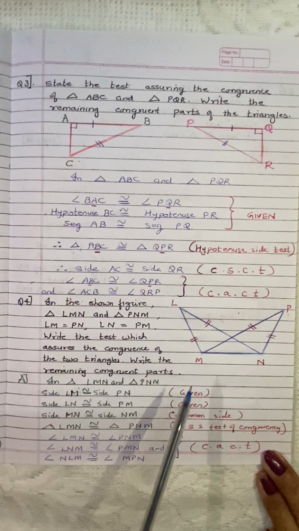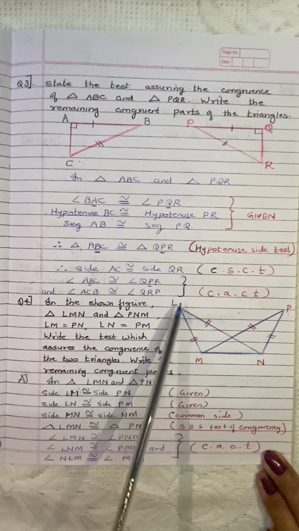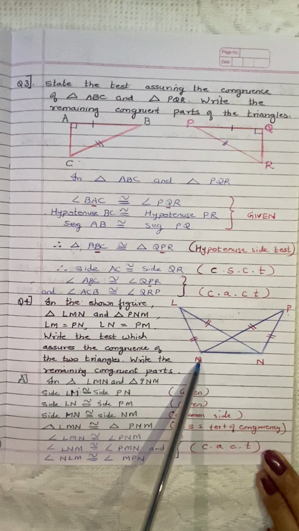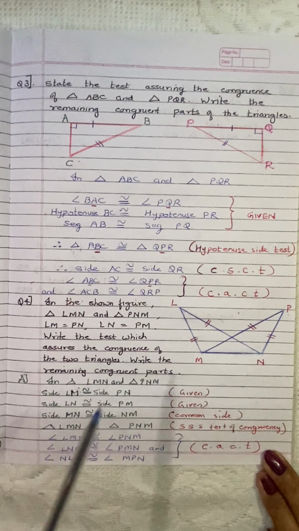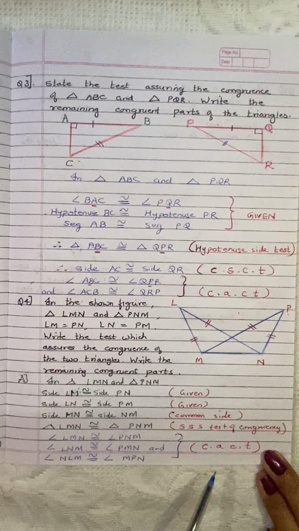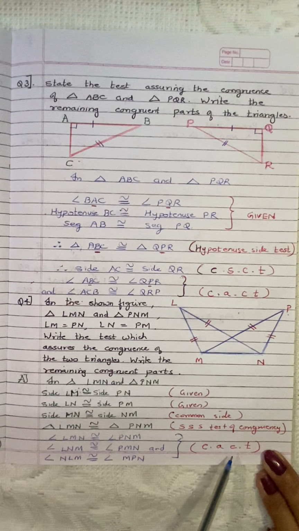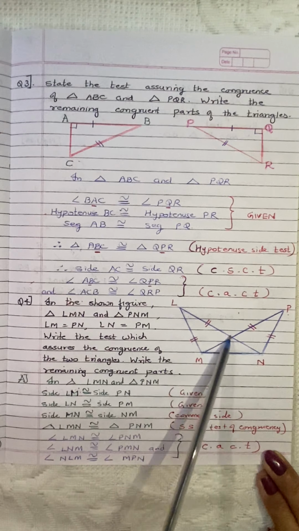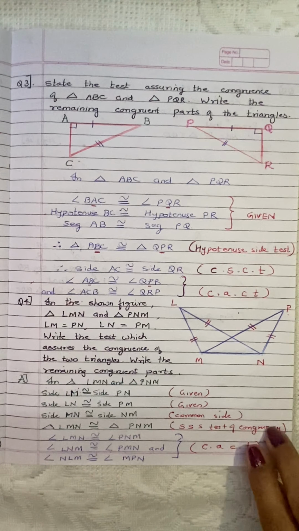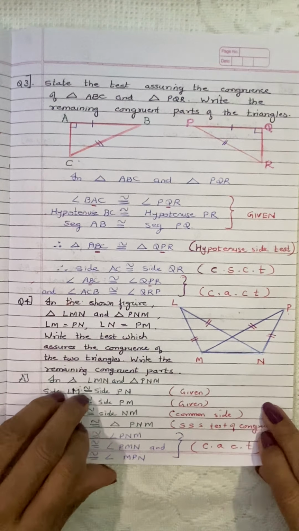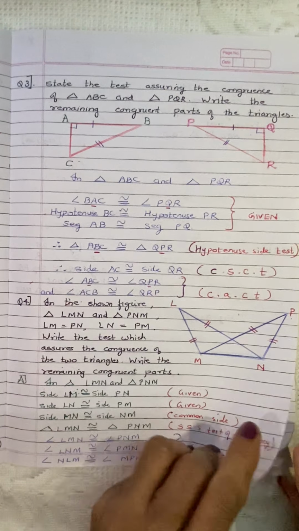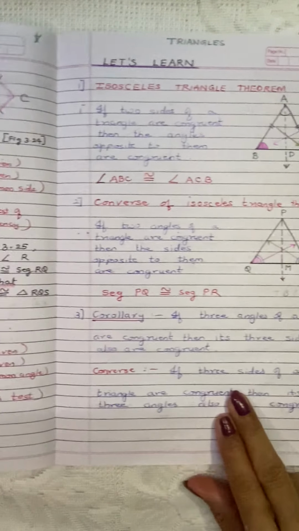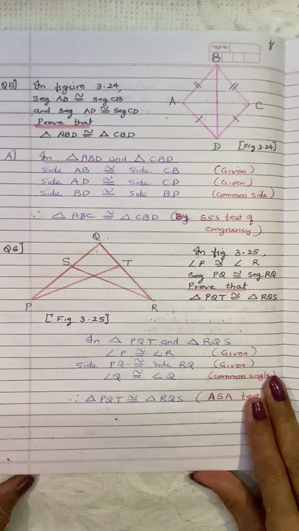And angle NLM is congruent to angle NPM by corresponding angles of congruent triangles. So naturally three sides are equal, therefore three angles are also equal. So we have to just write down the three angles. Let's come to question number 5.